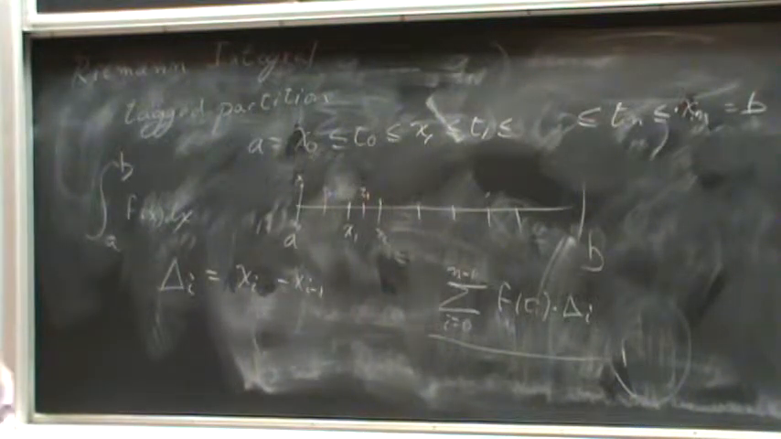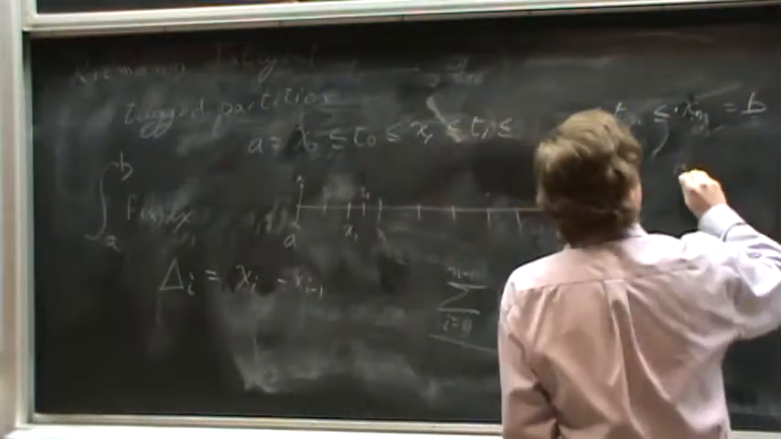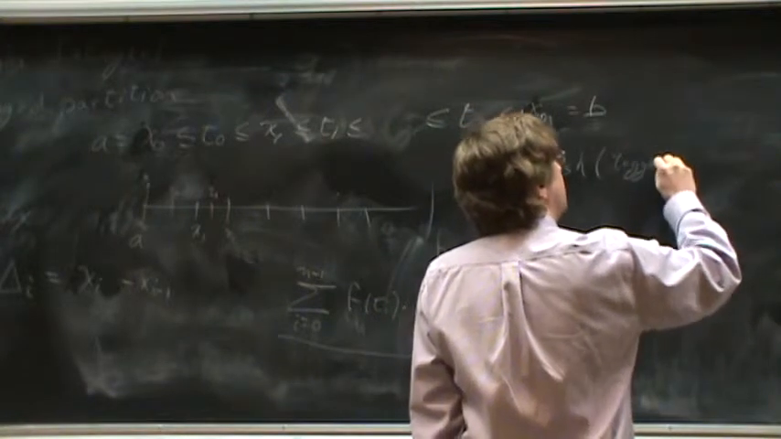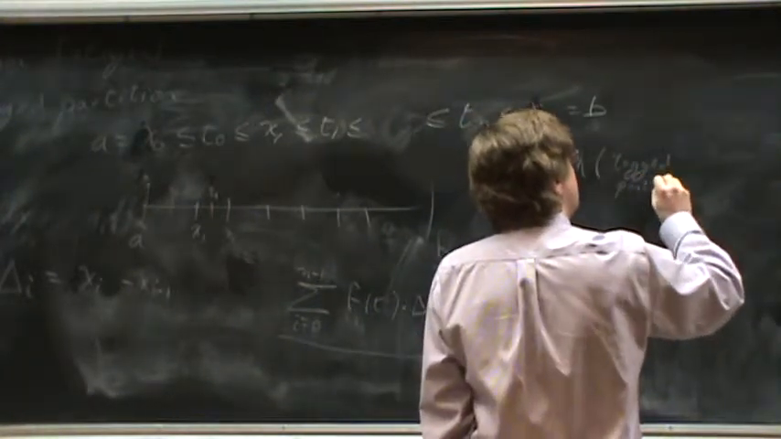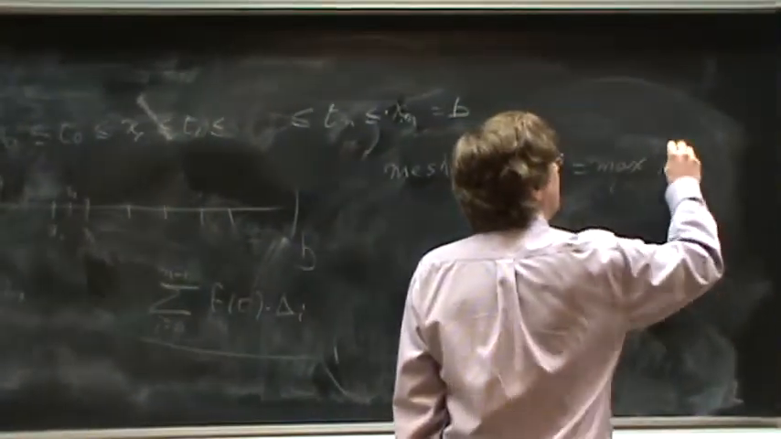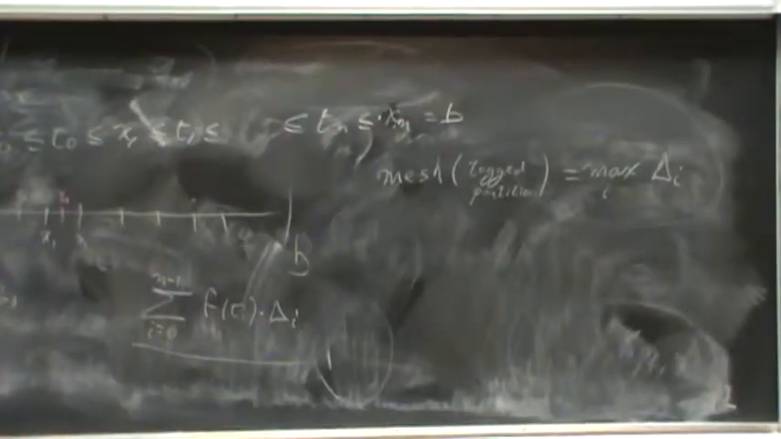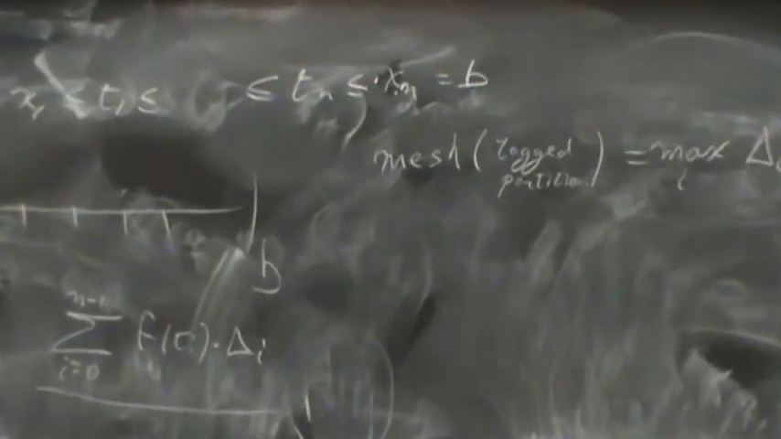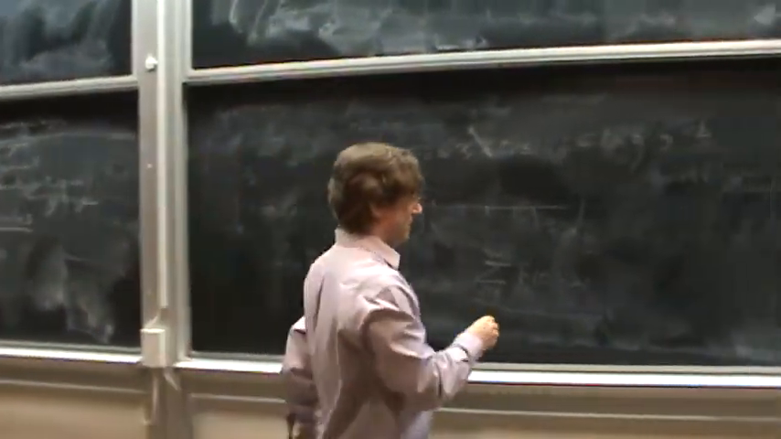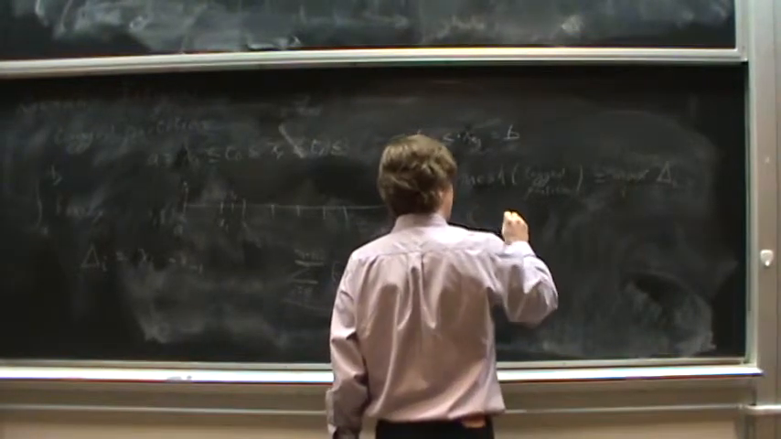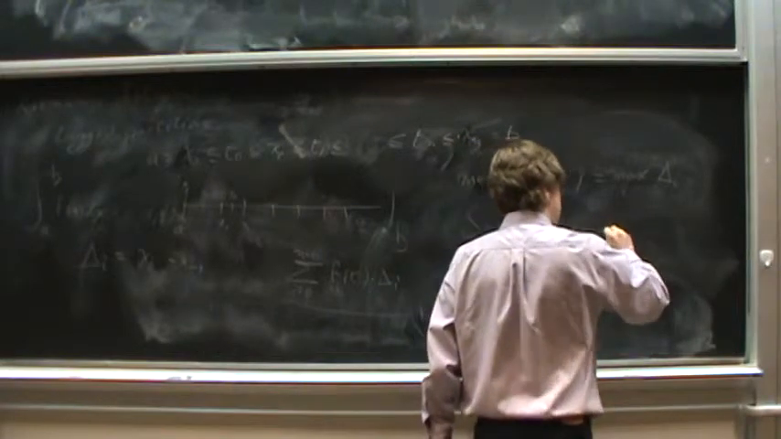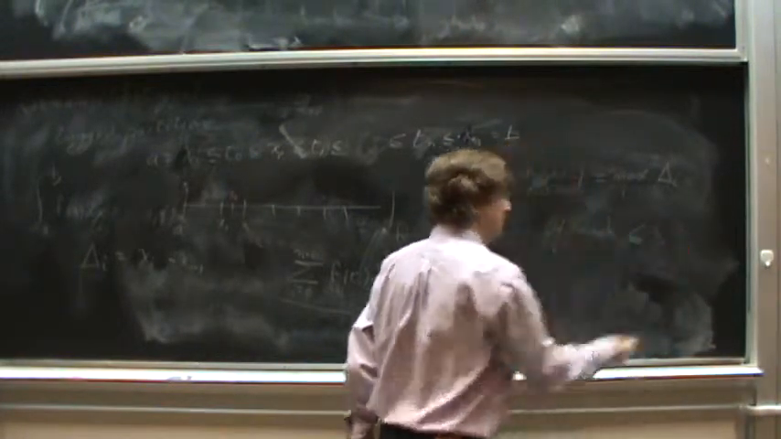So we want to say the mesh of a tag partition is the max over all i of the width. So the mesh width. So we're interested, how big are the pieces in our partition? We call it delta fine if the mesh width is less or equal to delta.